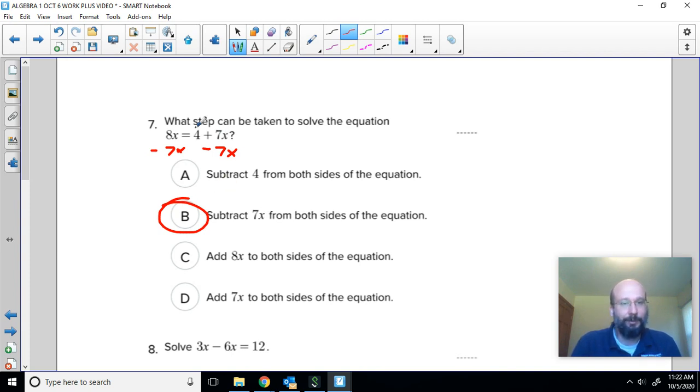So remember, when you're solving these, you want to get x by itself. There'd be no point in moving 8x over to this side, because then it's with a number. So you want to move 7x over to the left. You want to get the variable by itself.